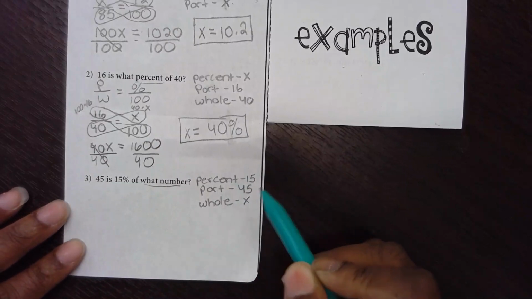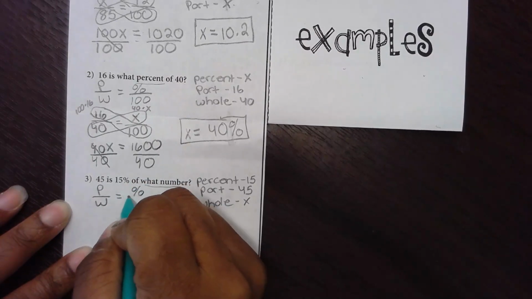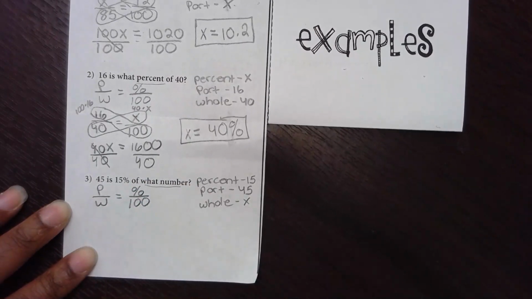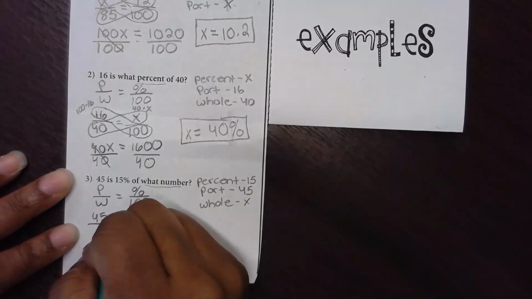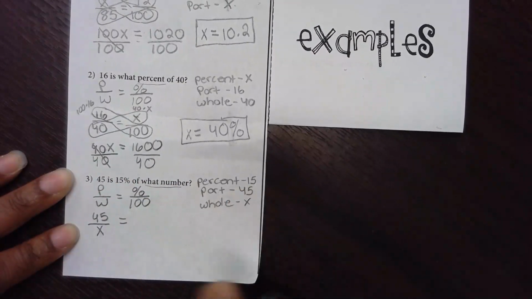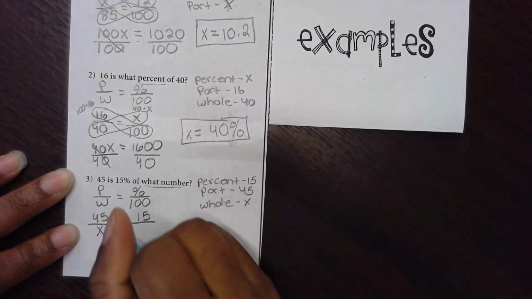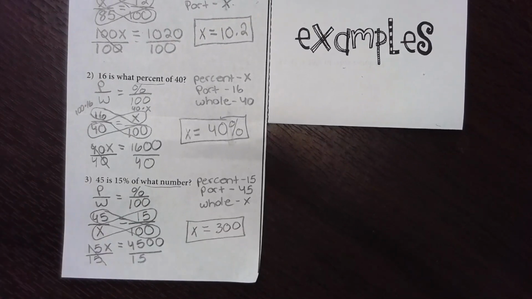So we have labeled. Now we need to substitute. Part over whole equals percent over 100. So part being 45, whole is what we're solving for, percent is 15, and then 100 is a part of the proportion. Cross multiply and divide. Once you solve, you should have gotten 300. 45 is 15% of 300.